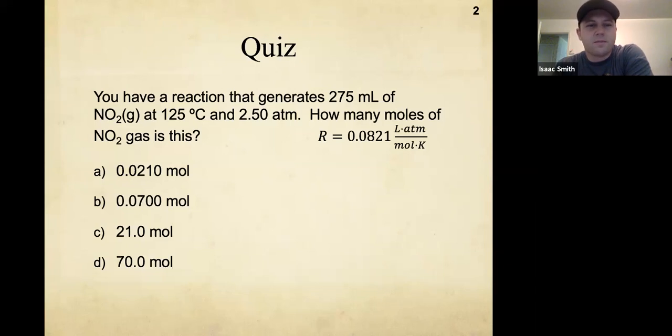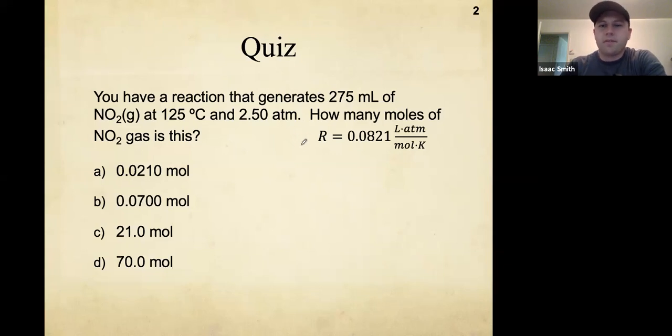Okay, here we go. So the quiz says you have a reaction that generates 275 milliliters of nitrogen dioxide at 125 Celsius and 2.5 atmospheres. How many moles of NO2 gas is this? One thing people sometimes struggle with in gas laws and gas equations is knowing which one to use. My answer to that is what it's been previously, and that is to start writing things down.